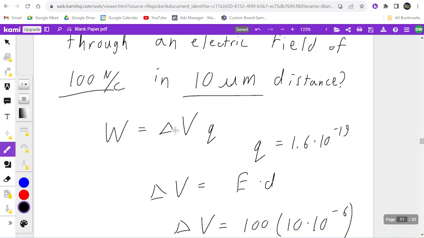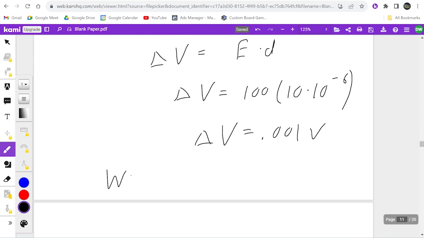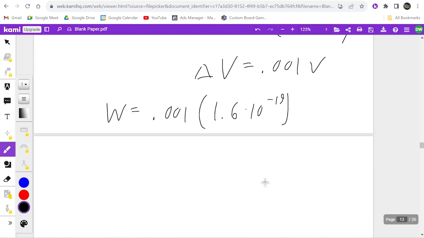And now I just have to plug that in the equation. Work equals 0.001 times 1.6 times 10 to the minus 19. I plug this in a calculator, and I get work equals 1.6 times 10 to the negative 22 joules. I don't want joules, I want electron volts.